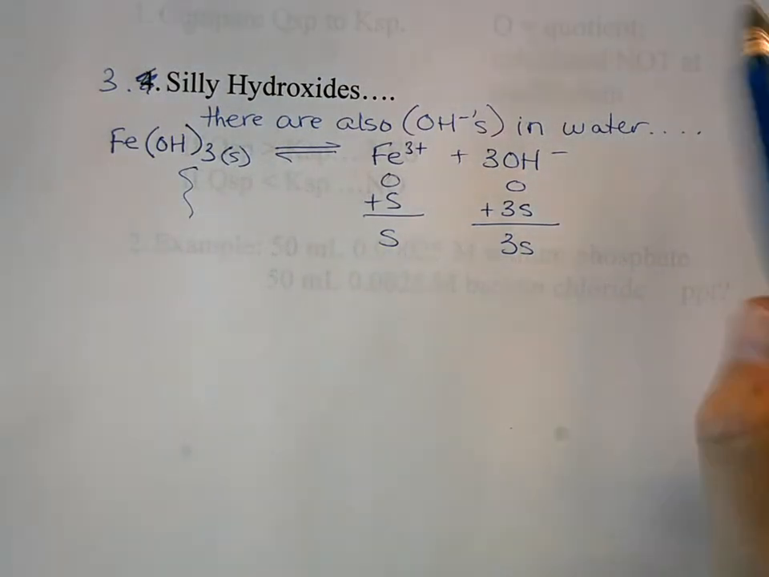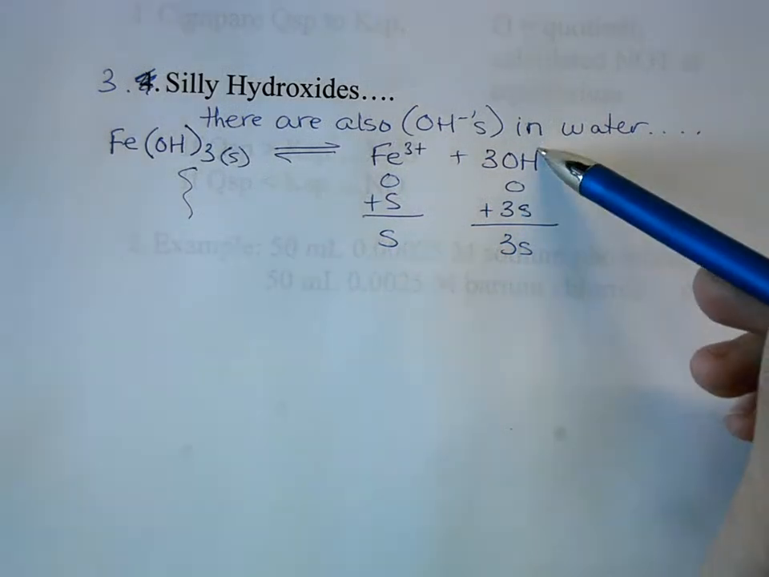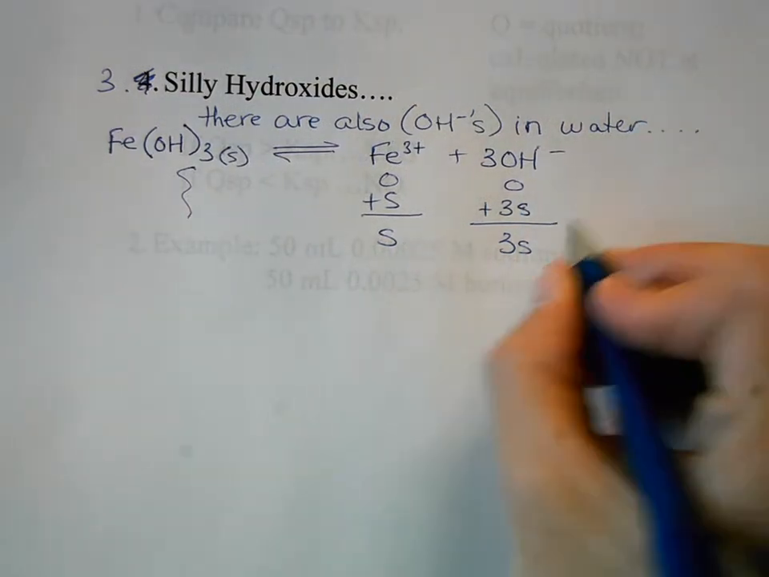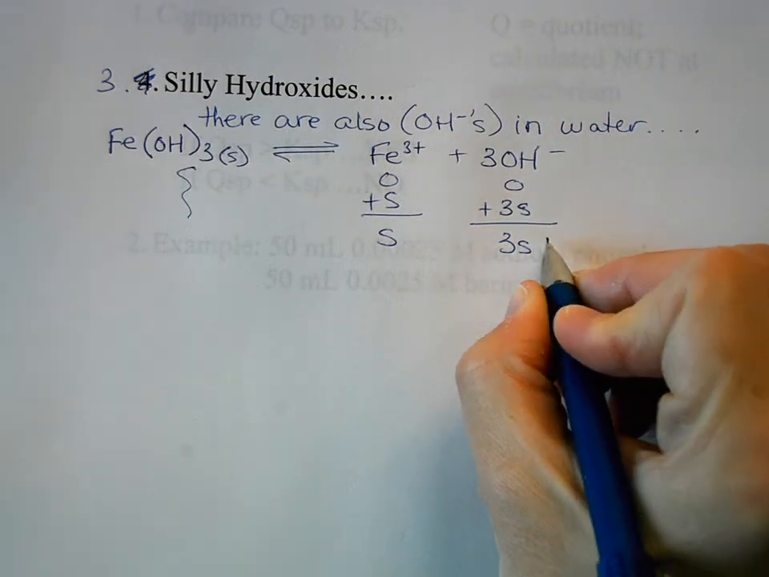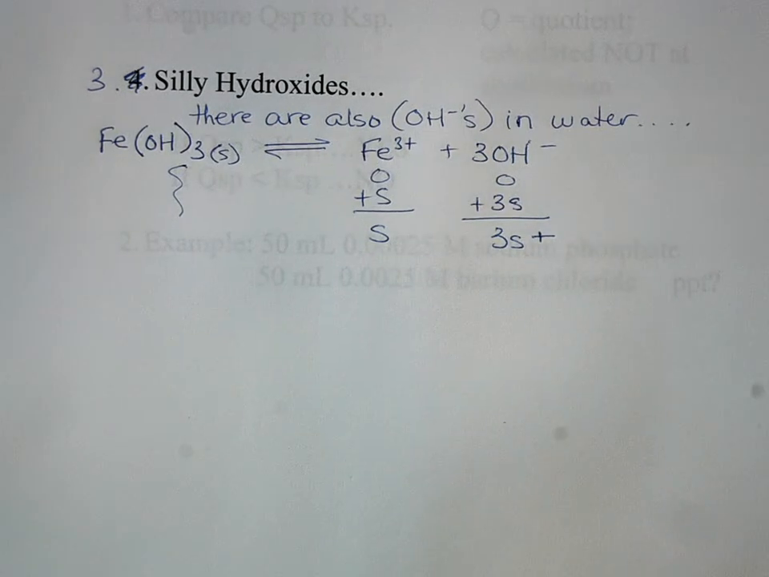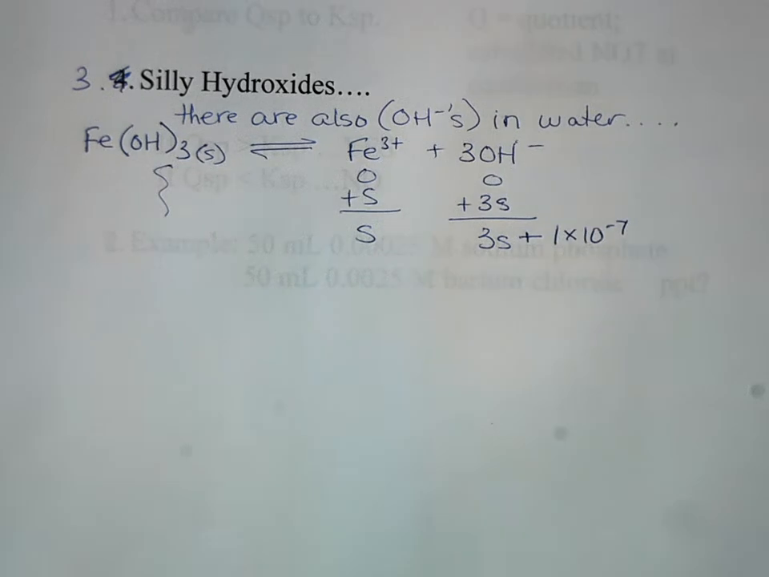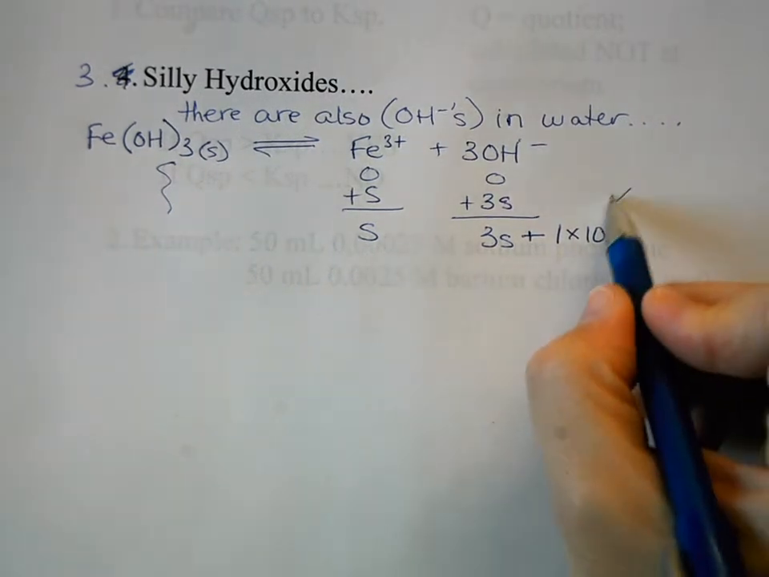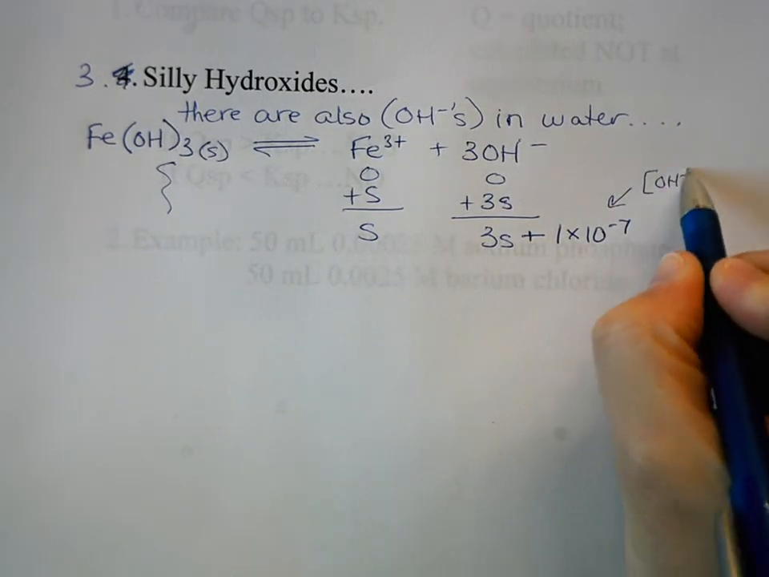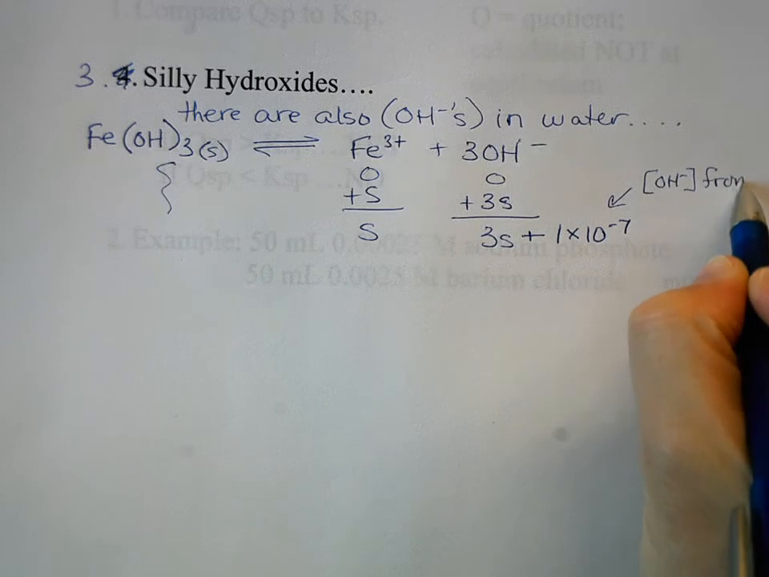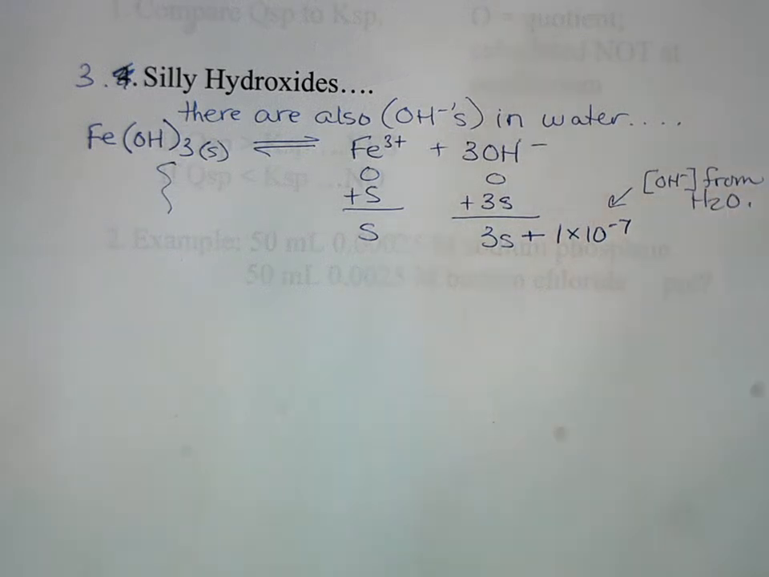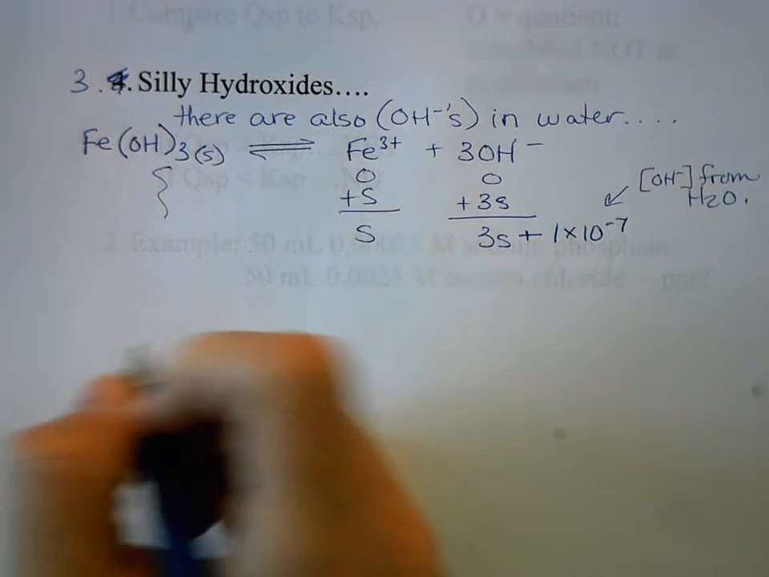Now here's the problem. I don't just have whatever 3S is of hydroxide. I also have hydroxides from water. And I know from the autoionization of water that I have 1 times 10 to the negative 7 as my concentration of hydroxide ions from water. So that has to get added in there anytime you're dealing with hydroxides. And that changes things a little bit.